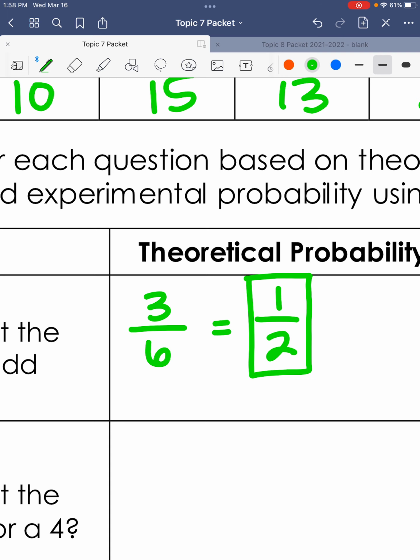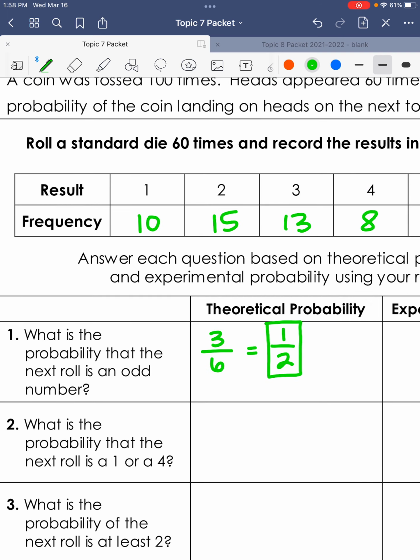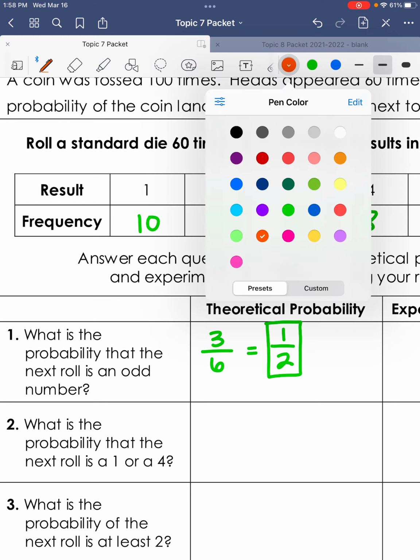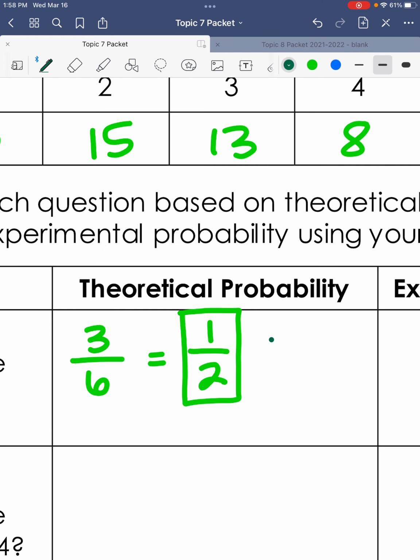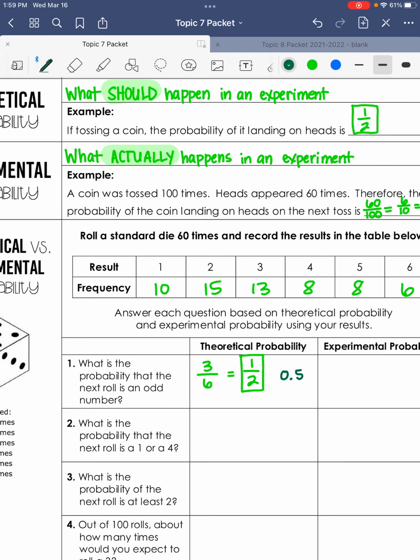Now, a lot of times when I'm comparing theoretical to experimental probability, I like to compare the percentage. So I often do convert this fraction to a decimal or to a percent. The way to convert it to a decimal is just you can put 3 divided by 6 into your calculator and you get 0.5. So like I said, I just like to have that just so I can compare, because sometimes when my denominators are different, it's hard to compare my fractions. So I know that that is 0.5, okay?